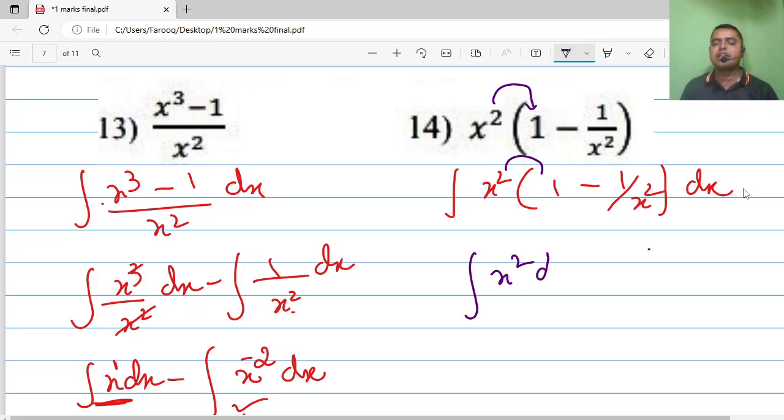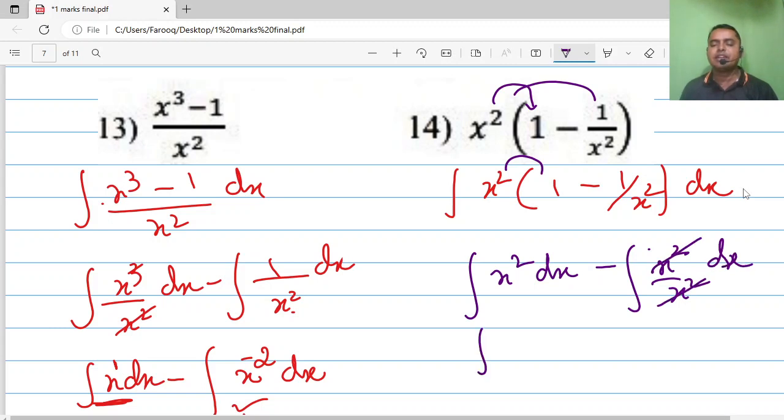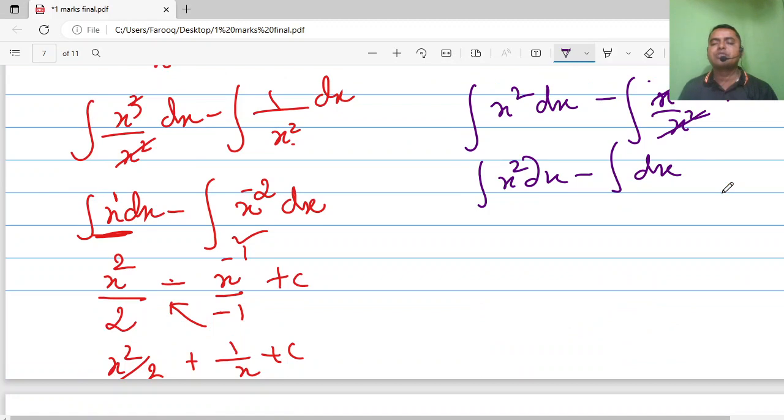Multiplying with x square and separating the term. x square into 1 is x square, minus x square divided by x square dx. Multiplying and separating the term. x square cancels here. Integration of x square dx minus integration of dx will remain. Integration of x square means x cube by 3, minus integration of dx means x, plus c.